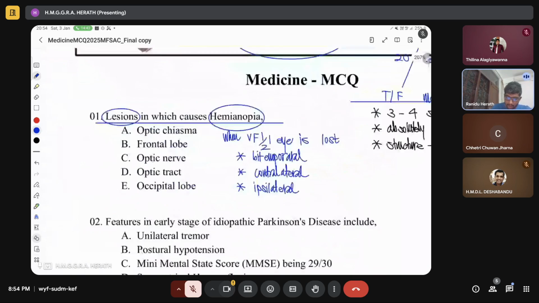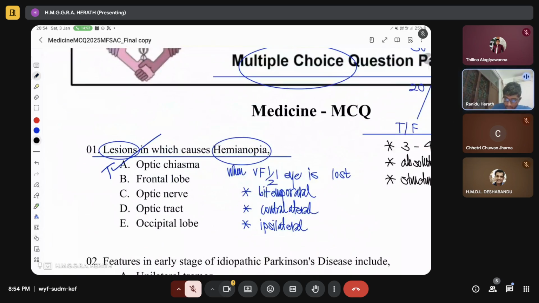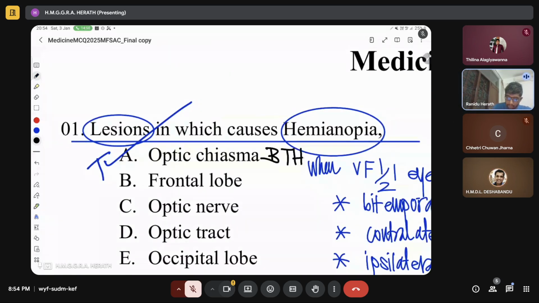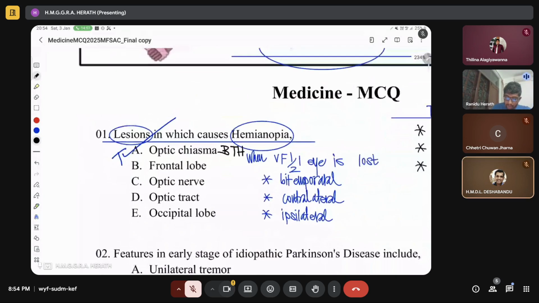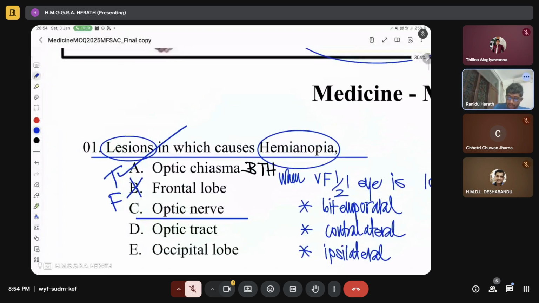Yes. Okay. So which lesions cause hemianopia? Optic chiasm lesions do cause hemianopia. What type of hemianopia does it cause? Bitemporal hemianopia, right? Frontal lobe, does it cause hemianopia? No. Why? Because it is not involved in the visual pathway. Right? And then optic nerve lesions, can they cause hemianopia? No, they cannot cause hemianopia.